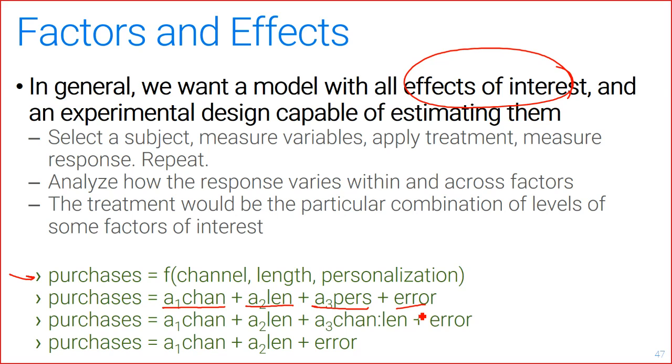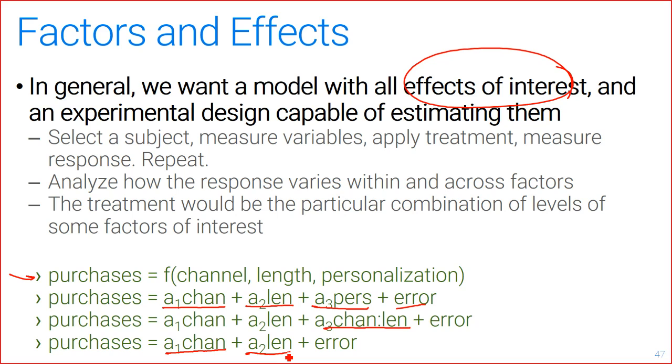Or maybe we are not interested in personalization, but we are interested in the interaction between the channel and the length, because we think there's going to be a difference depending on which combination specifically we have. And we assume there's no difference of personalization. That would be a different analysis model. Or maybe we already know that there's no interaction between the channel and the length, and we are just interested in measuring the main effect of the channel and the main effect of the length.